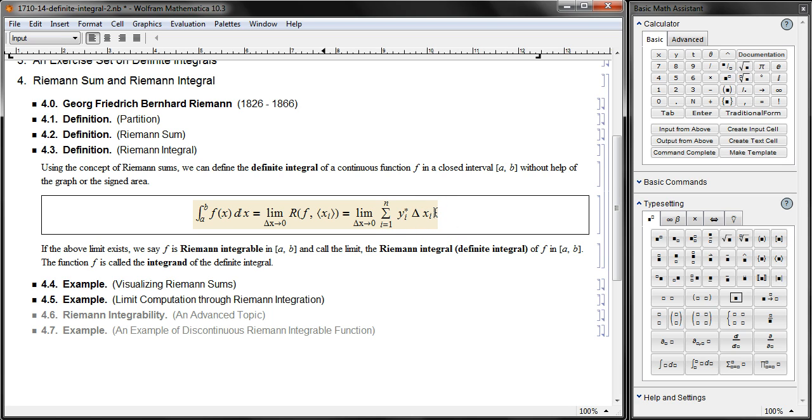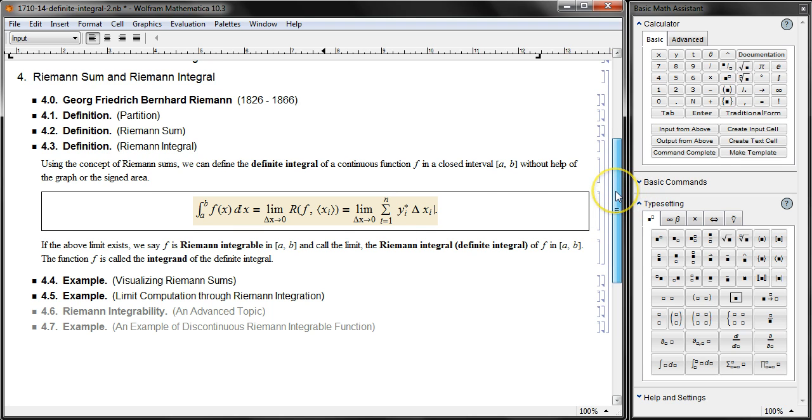In any case, this is a difficult limit to handle, but it's a precise definition anyway. So what we can say is we define the definite integral precisely and successfully here. If the limit exists, we say the function is Riemann integrable in this interval a to b, and so forth. And we can do some computation when f of x is a continuous function.